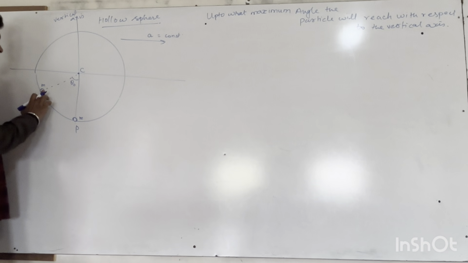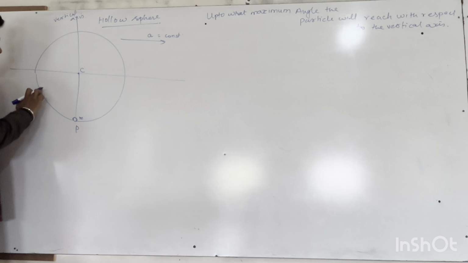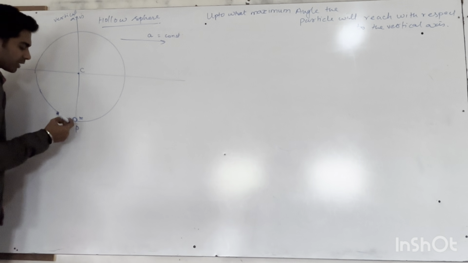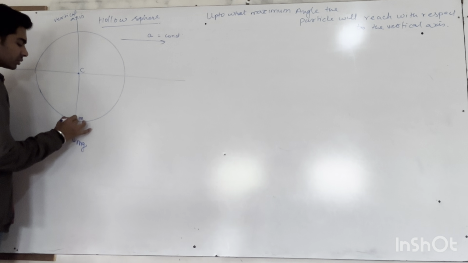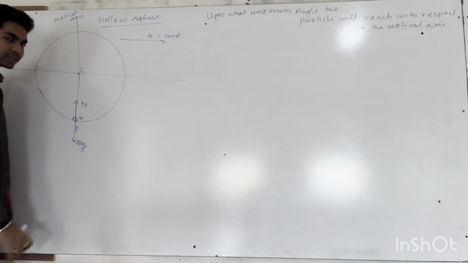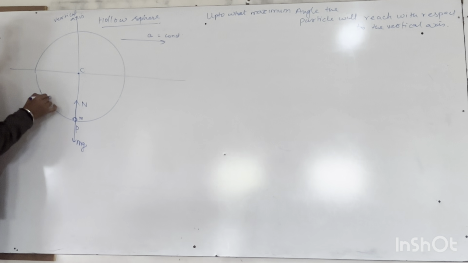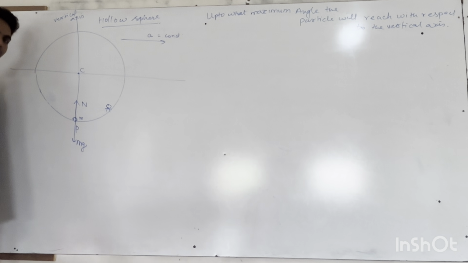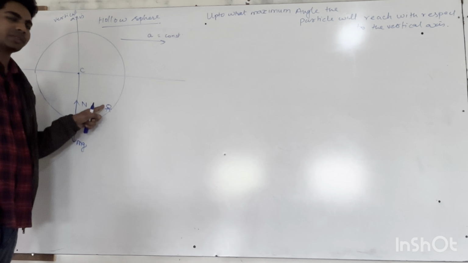Okay. Now, let's try to understand the situation. Let's try to understand the forces. So the forces are on the particle of mass m. The forces are mg in downward direction, normal force in upward direction, and since I am an observer inside the hollow sphere, I am choosing it so for convenience. So I am a non-inertial observer now because I am inside the hollow sphere. I am moving with the hollow sphere.